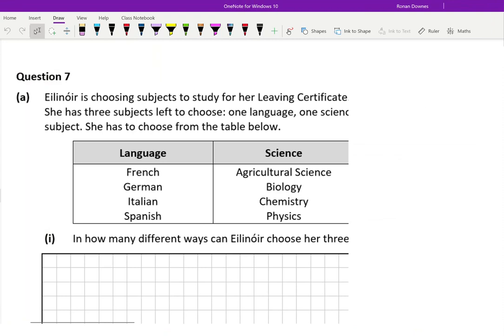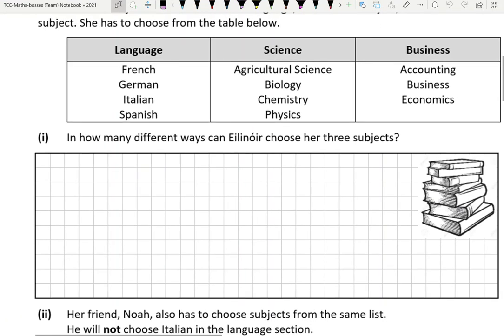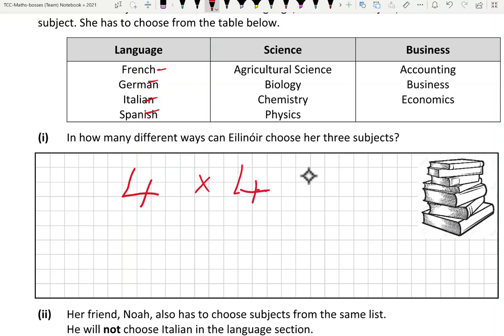Okay, and it is this, and I'll give it to you numerically first. To count the number of ways she can choose her subjects, you can count the number of ways she can pick a language, which is 4. You can count the number of ways she can pick a science, 4, and multiply it. And you can count the number of ways she can pick a business, which is 3, and multiply it.